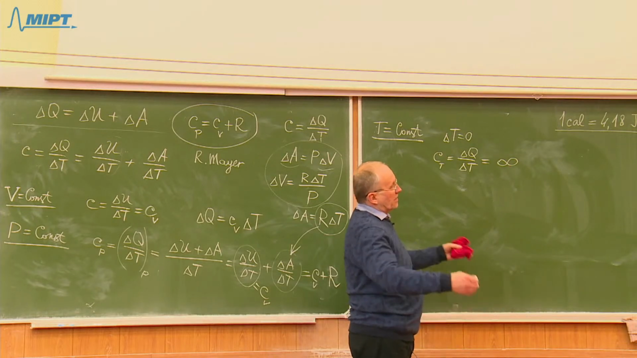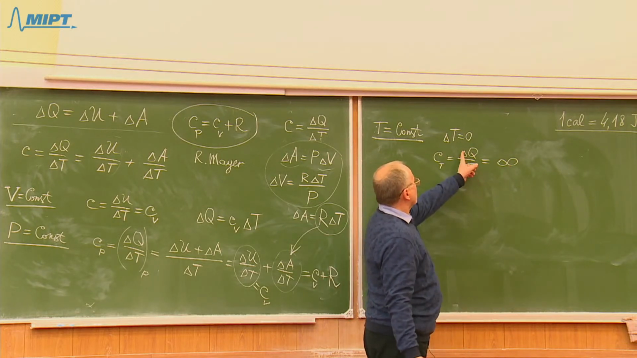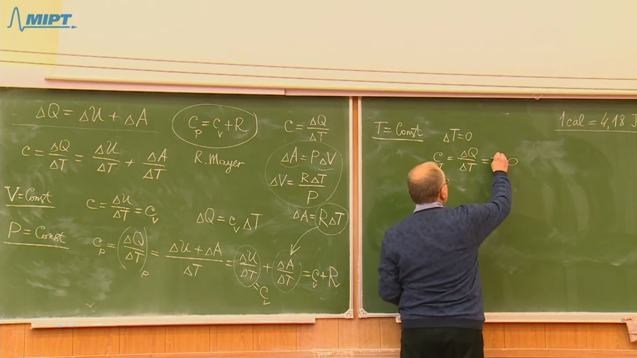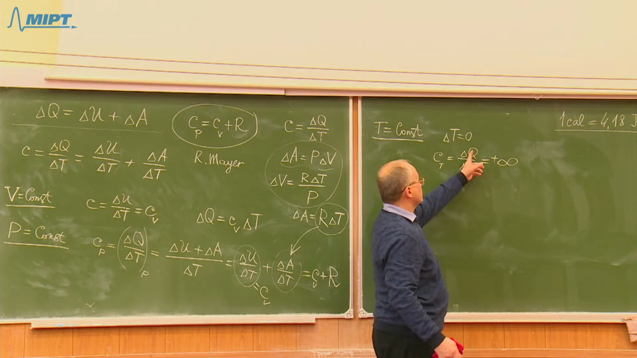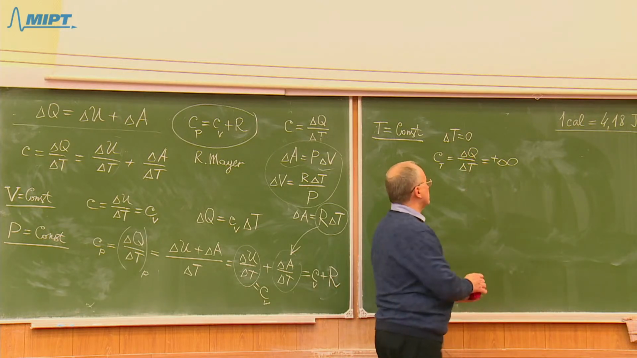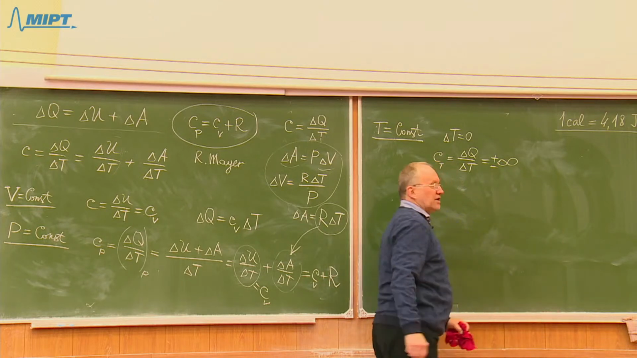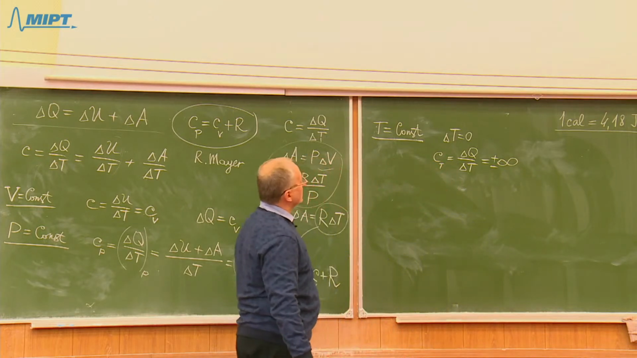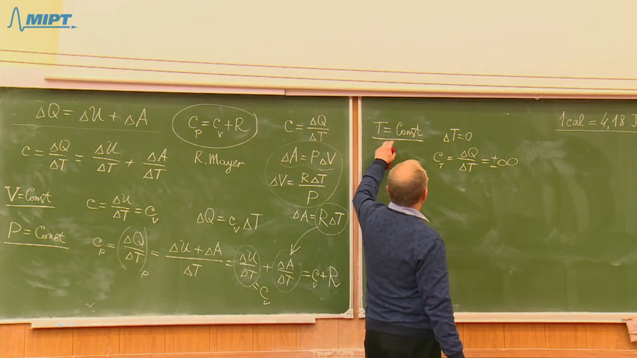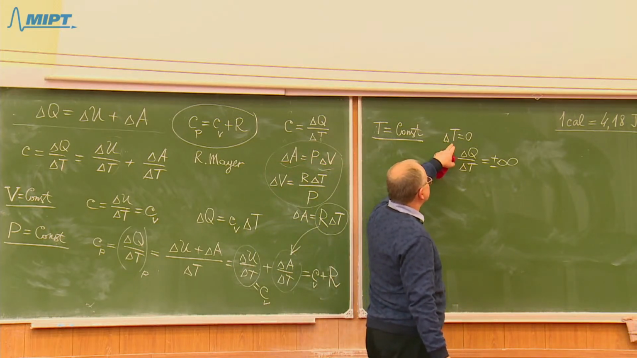And if the gas receives some heat energy, then delta Q is positive, and you will obtain plus infinite quantity here. And if the gas releases some heat energy, then delta Q will be negative, and you will obtain minus infinite quantity here.